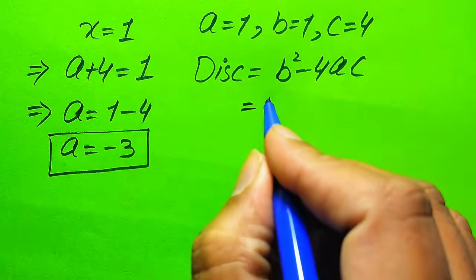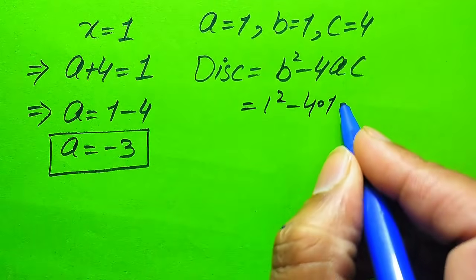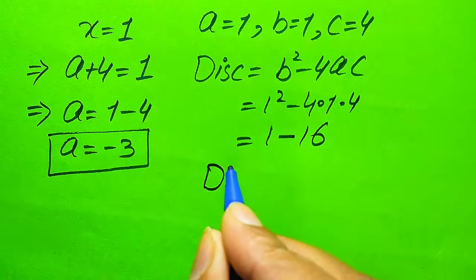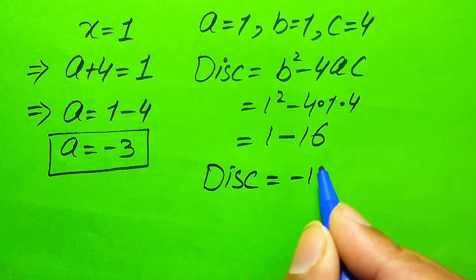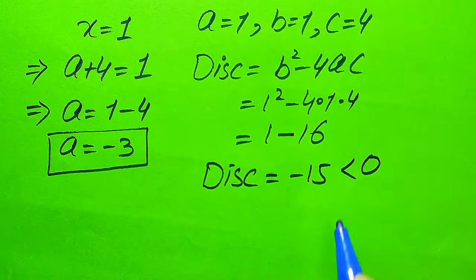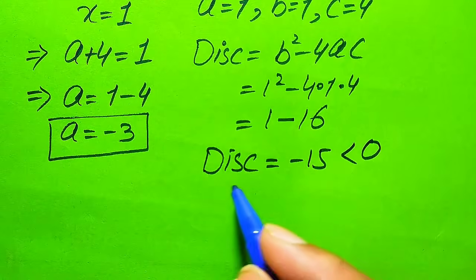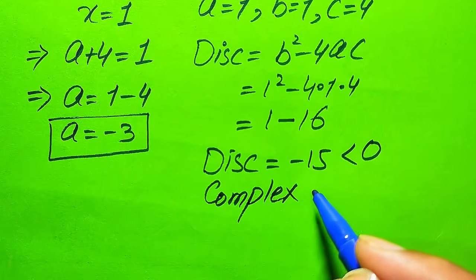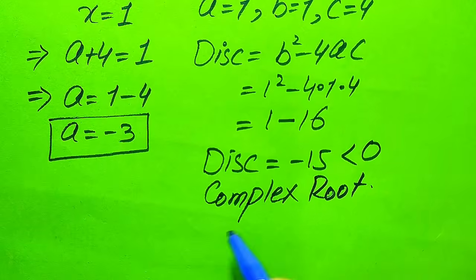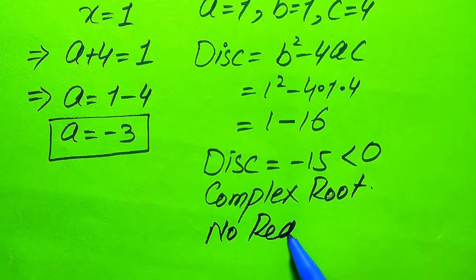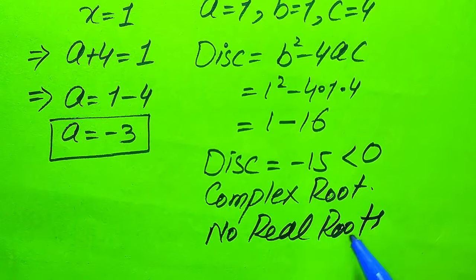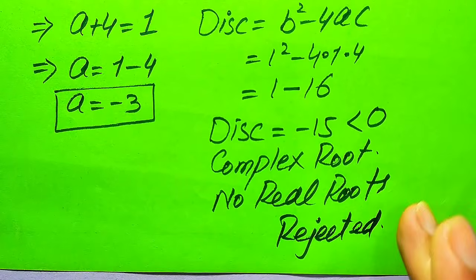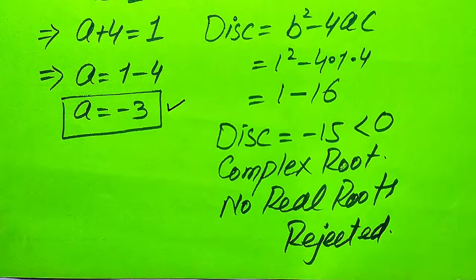So we put these values here and we get 1 square minus 4 times 1 times 4. So 1 square becomes 1, 4 times 4 becomes 16. So the value of the discriminant is equal to minus 15. This shows that the discriminant is less than 0, and this means that it has complex roots. So our given quadratic equation has complex roots. This equation does not give us real roots, so we reject this case, and we have only one real root of the given equation, and that is a equals minus 3.